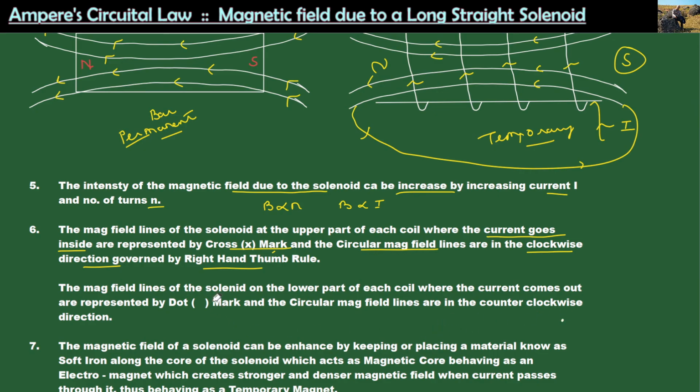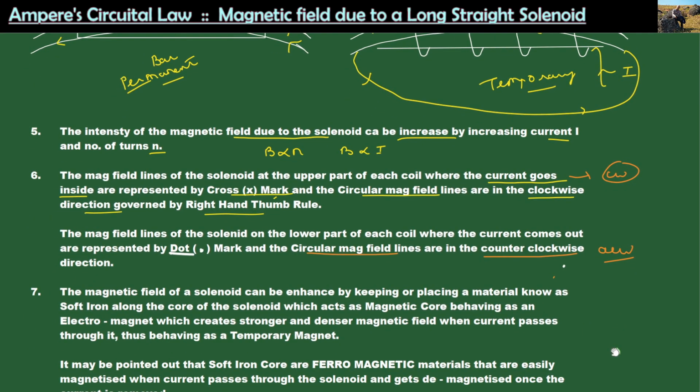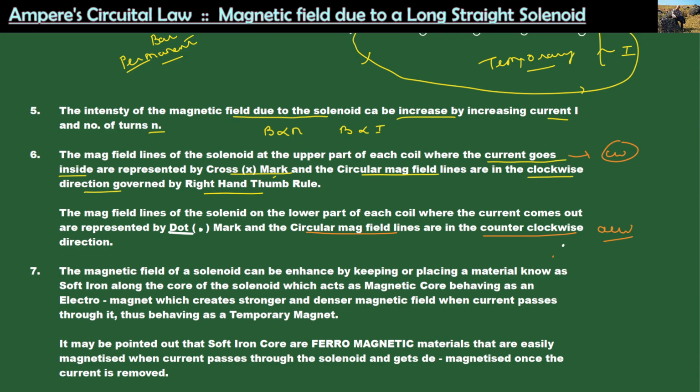Then from here also we can represent the magnetic field line due to a solenoid. The lower part is represented by what? By the dot. That means on the lower part, the circular magnetic field lines are in what? In the clockwise direction. Only in the upper part, this will be in the clockwise direction, whereas in the lower part, this will be what? In the anti-clockwise direction.